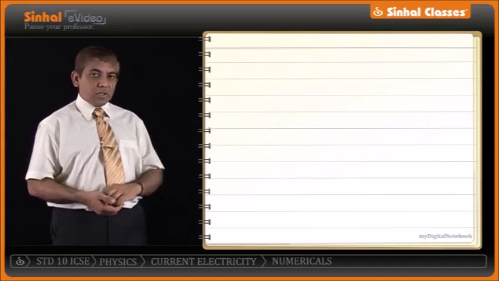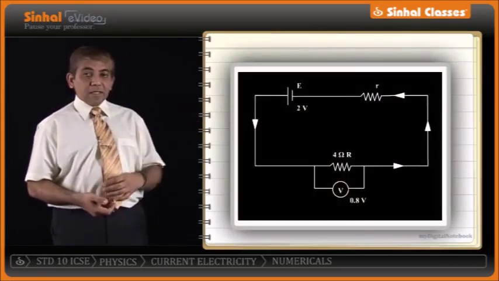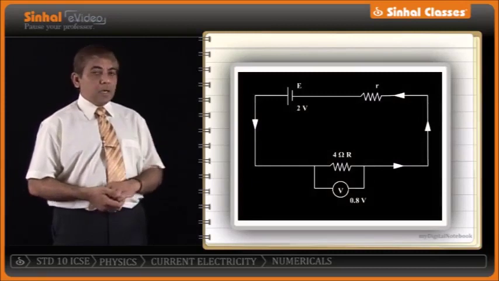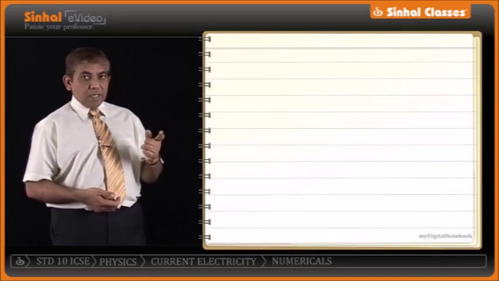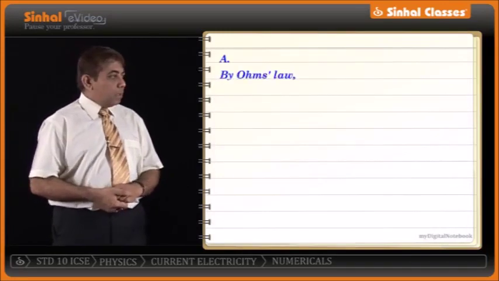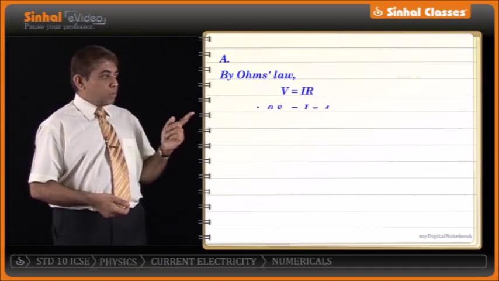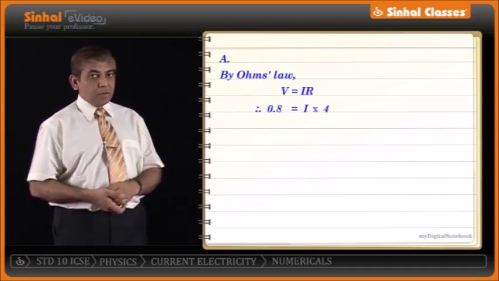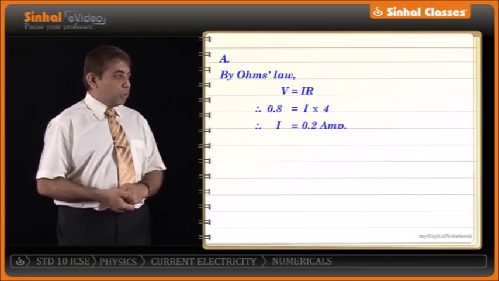Again, the network is given to you, wherein we have the battery, we have the external resistance, we have another external resistance through which the voltmeter has been connected. So by Ohm's law, I have the relation V is equal to IR. Using that relation, I have 0.8 is equal to I multiplied by 4, which results in I giving the value of 0.2 ampere.